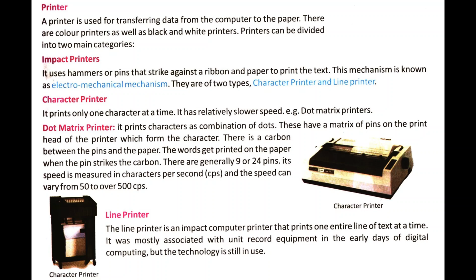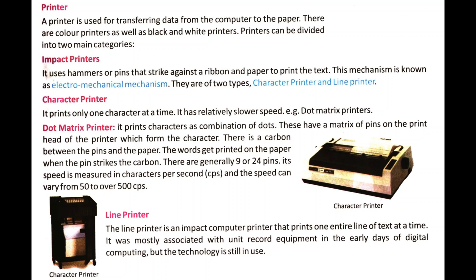Impact printers use hammers or pins that strike against a ribbon and paper to print the text. This mechanism is known as an electromechanical mechanism. The common example of impact printers is mainly the typewriter. As we see in a typewriter, we have to press the key buttons and the pin strikes on the paper to print that word. There are two types of impact printers: character printer and line printer.